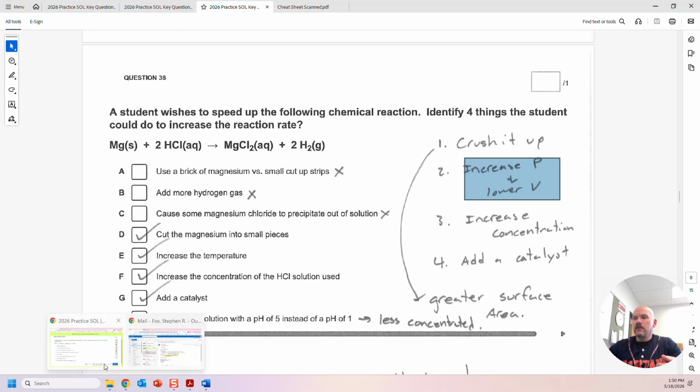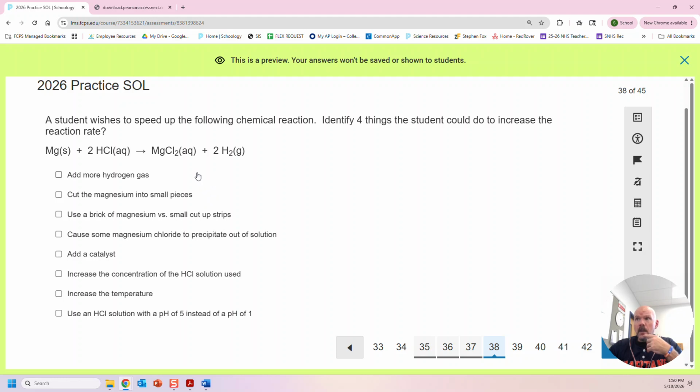So if we go back to the test, right, adding more product's not going to do anything, so don't click that one. Yeah, cut the magnesium up into pieces. That increases the surface area, right? So that'll be more collisions. Don't use a brick, right? Use cut up pieces, right? Use a magnesium strip, not a big brick of magnesium, right? Nope, that's not going to do anything. Add a catalyst. That always speeds up a reaction. Increase the concentration of this reactant. Yes. Increase the temperature. Make the particles move faster. Yes. Now remember, it said 4, so we've identified the 4.